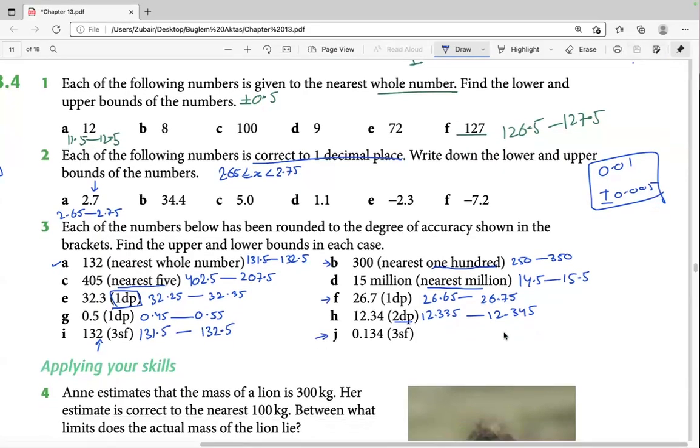J part. 3SF again. So 0.0005. This is already 0.001, and plus minus 0.0005. Clear? So the upper side is going to be 0.1345 and the lower side is 0.1335. Just to be sure, I'm subtracting it. And yes.